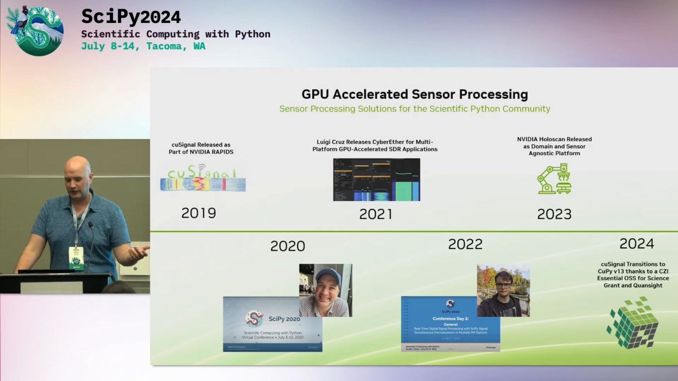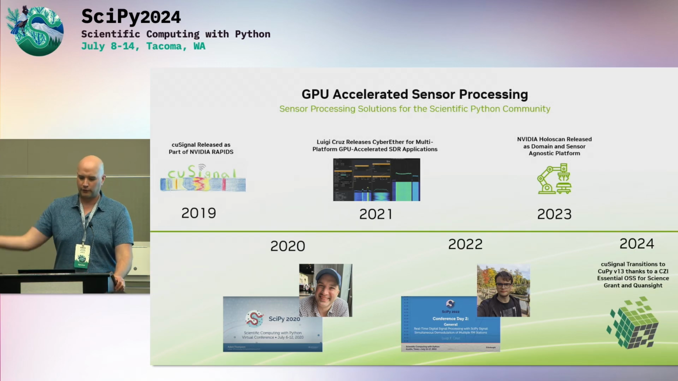And so just to finish the history here, cuSignal, with the help of our friends at Quansight, and supported by a Chan Zuckerberg Initiative's Essential Open Source Software for Science grant, was formally merged into CuPy version 13.